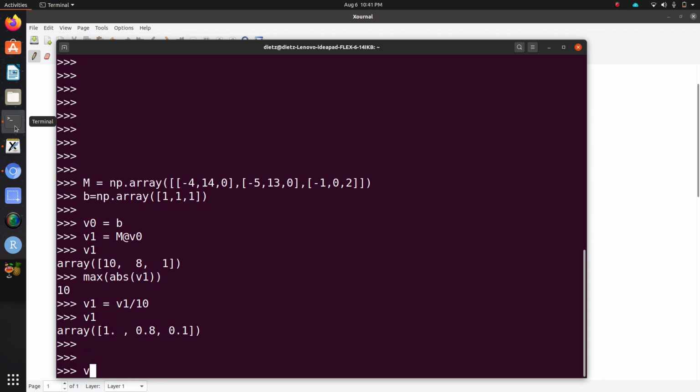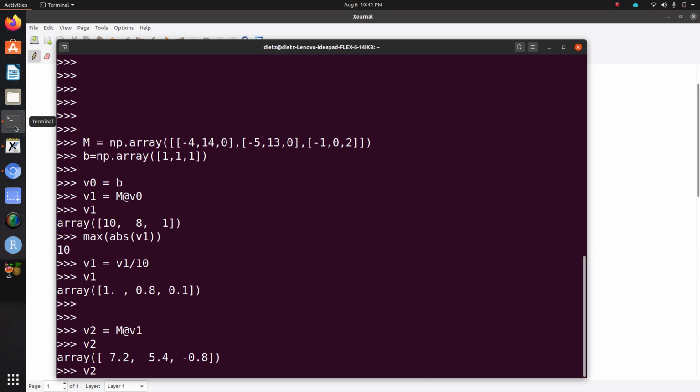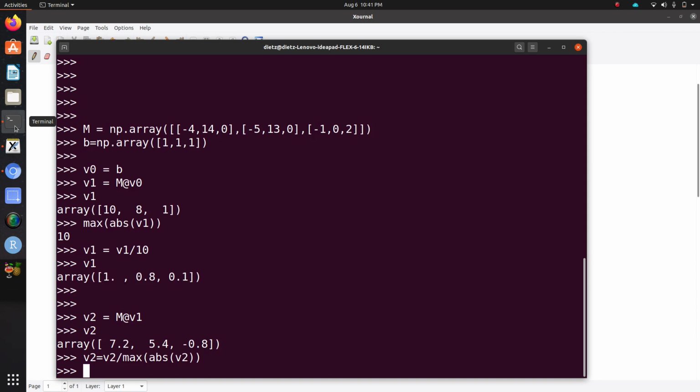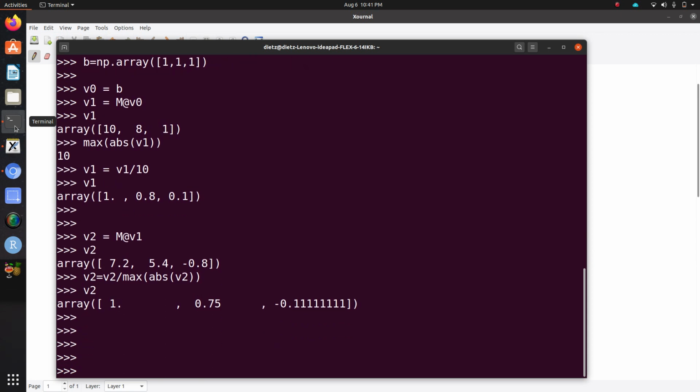Okay, that was fun. Let's do it again. V2 is M times, the at sign is a times, V1. What is V2? V2 is V2 divided by max abs V2. So again, V will stabilize, and all this will stabilize. But let's go ahead, and this is not what's going to happen on your homework. On your homework, you're just going to do a few iterations and stop. But it's too fun not to do this now.